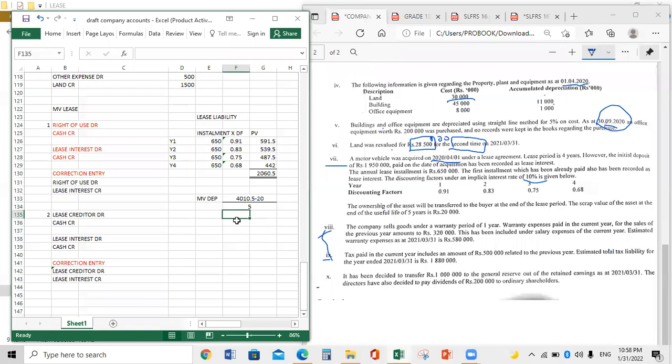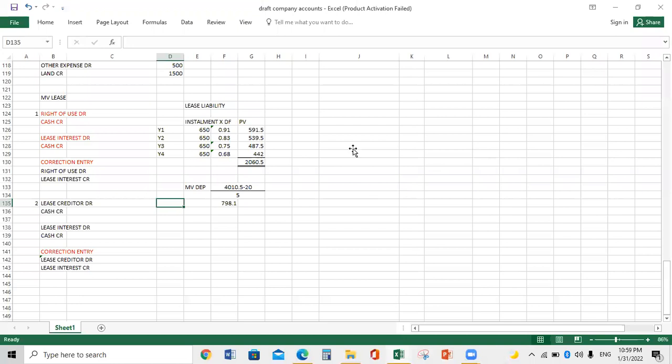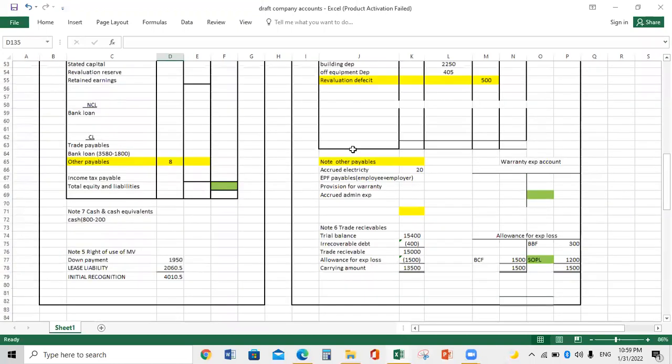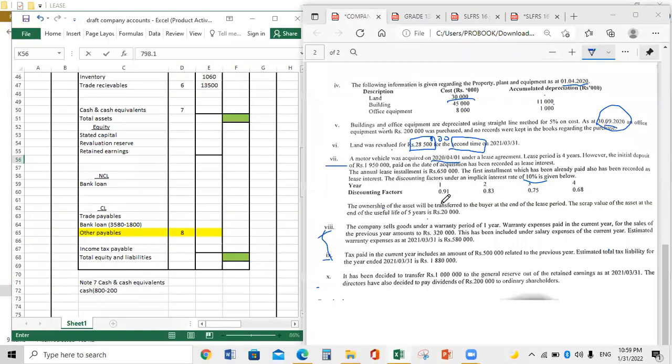Guys, we are writing in thousands. If we are writing in rupees, it will automatically become 798,100. So you can't round it, okay? Make sure you keep it as it is. Because we wrote in thousands only, we have point form and it's okay. So now let's write the double entry for this. Depreciation debit, accumulated depreciation credit. Go and say here, motor vehicle depreciation. It's a distribution expense, 798,100. What's that 20? The question said there is a scrap value of 20.